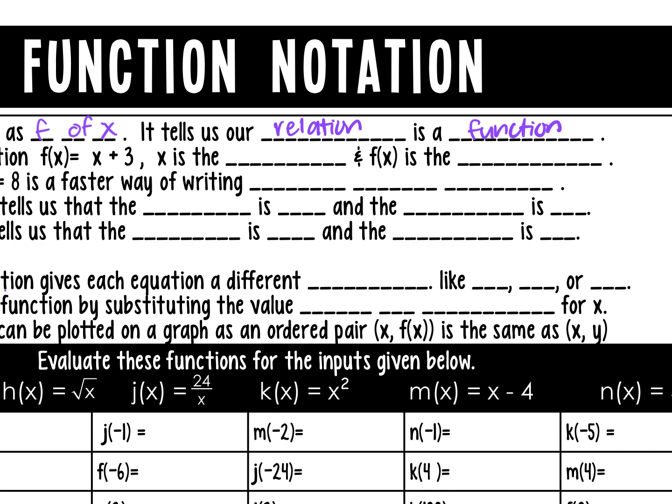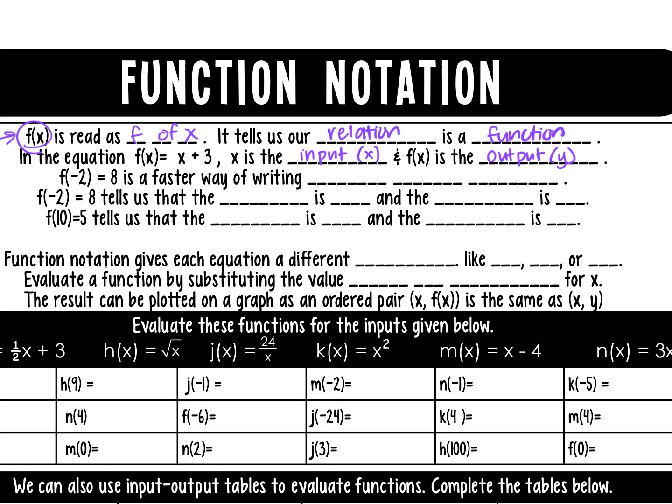In the equation f of x equals x plus 3, x is the input, and f of x is the output. So remember, input is our x, and output is our y. So f of x is just another way of writing y.